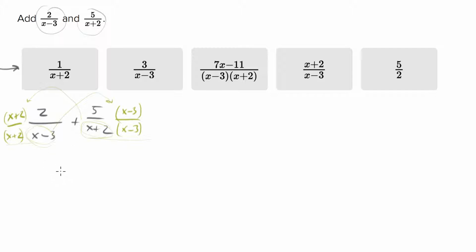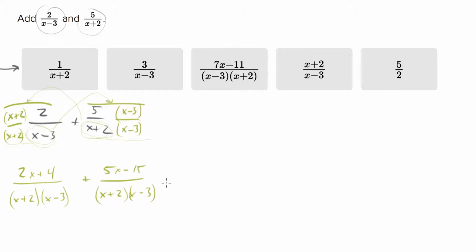You just take the denominators, multiply both fractions by them, and what you'll end up with is, so I'm going to distribute this, so I end up with 2x plus 4 over x plus 2 times x minus 3, plus, again, distribute the top part, 5x minus 15 over x plus 2 times x minus 3. And now we can sum the numerators and put it over that common denominator. So we'll have 2x plus 4 plus 5x minus 15 over x plus 2 times x minus 3.